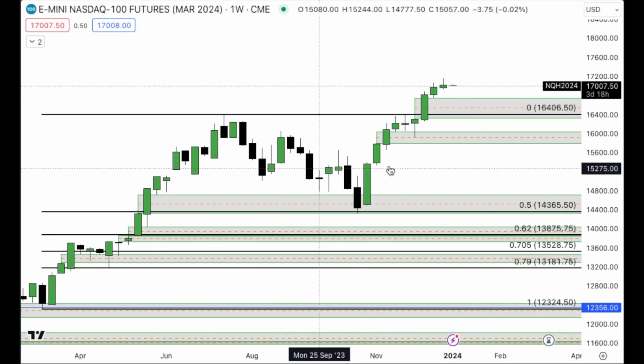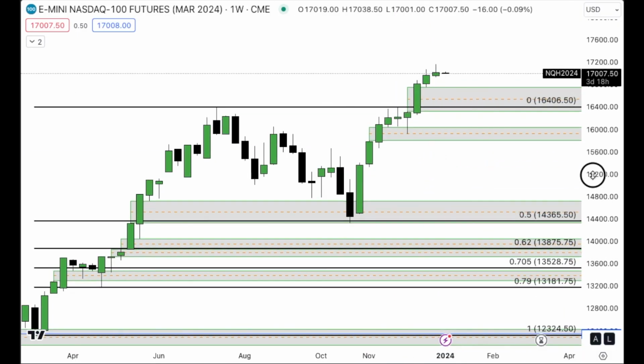So that's lesson one just on imbalances, what they look like, the meaning behind them, and how we can use them to map out trades.